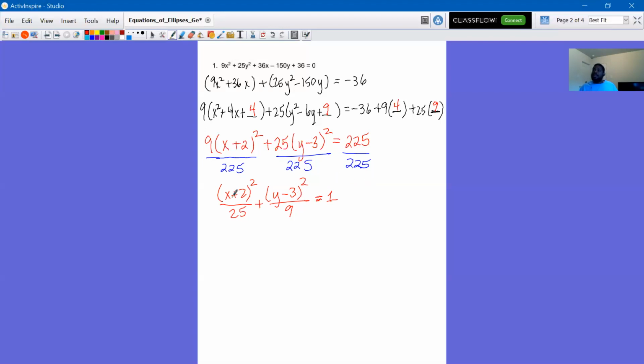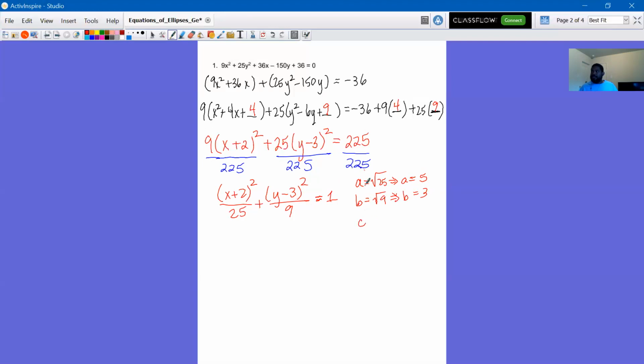So now we will want to compute A, B, and C. And so we have A to be the bigger denominator. So find the bigger denominator and take the square root of it. So A is the square root of 25, which is 5, which means B is the square root of 9, which is 3.